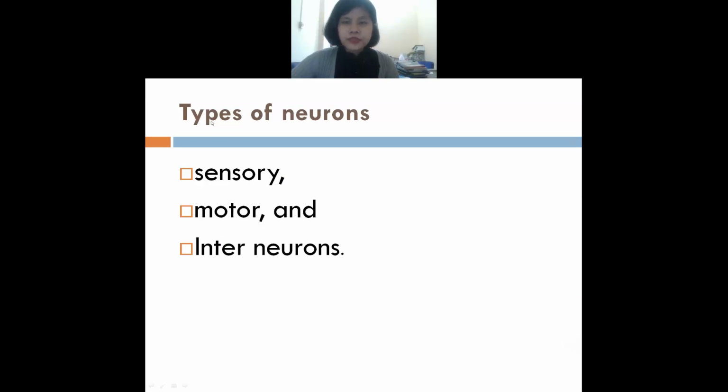So today, we will be discussing types of neurons. In the types of neurons, what do you have? You have sensory, motor, and interneurons. These are the three types of neurons that you will find in the nervous system.